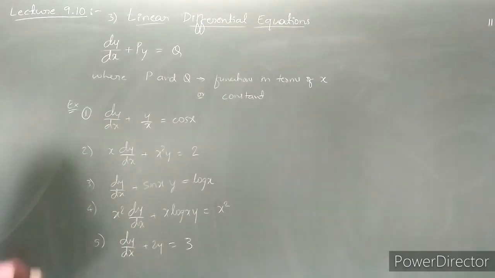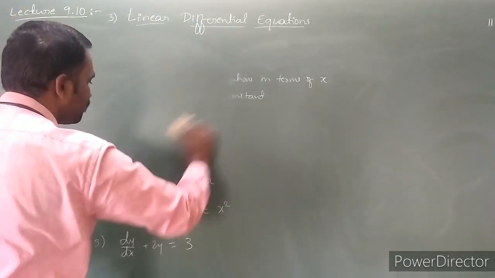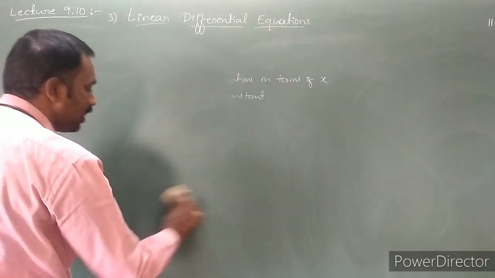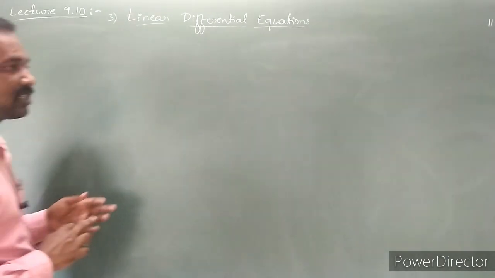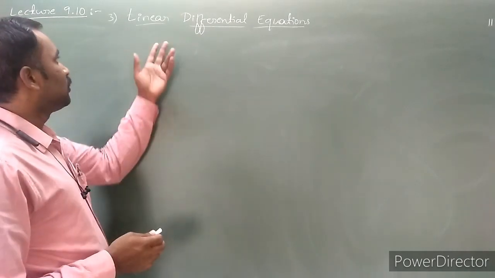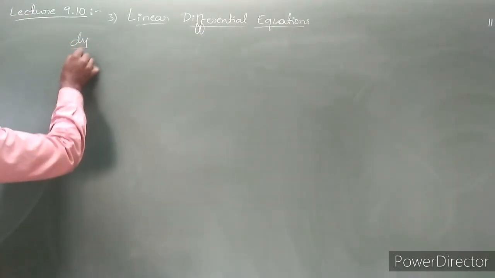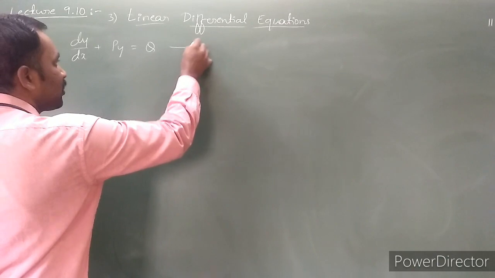Now, the next thing is the solution. How to solve this type of linear differential equation? Previously, there were two methods you have to take. What are the two methods? One is the variable separable method, another one is the homogeneous method. To solve the linear differential equation, the equation is of the form dy by dx plus p into y is equal to q. I just call this equation number 1.